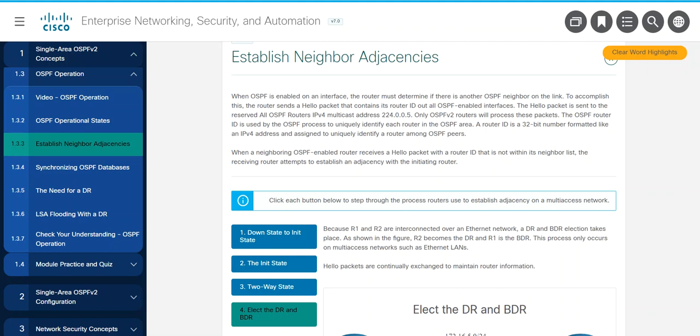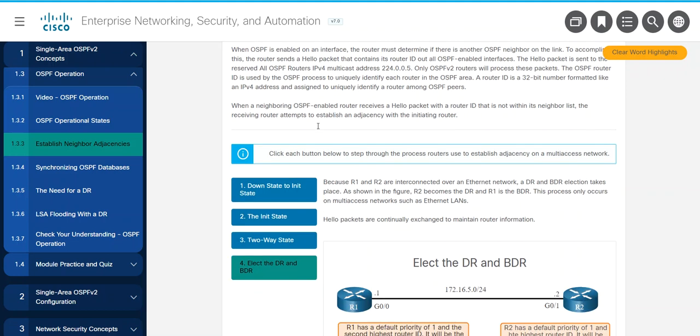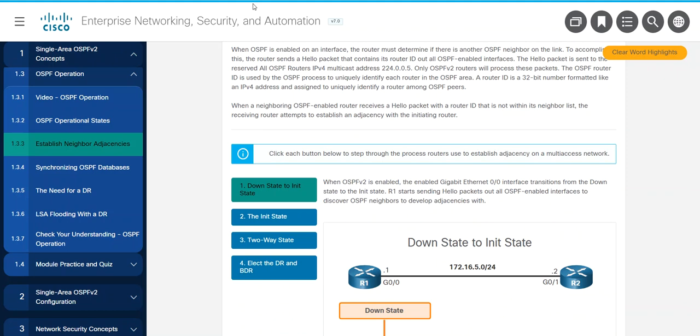Okay. So first of all, it's going to use the router ID. Then if we don't have one of those, then you'll use the highest loopback address and then the highest IP address on any of the active physical interfaces. So when a neighboring OSPF enabled router receives a hello packet with a router ID that's not in its neighbor list, it tries to form an adjacency with that router.